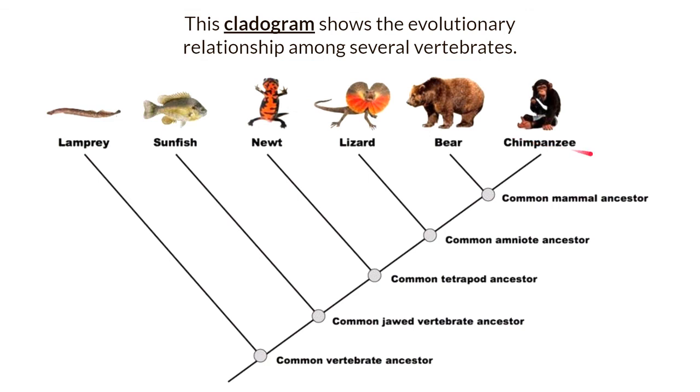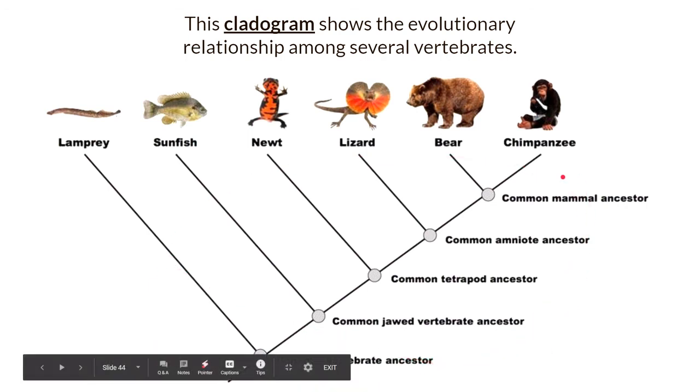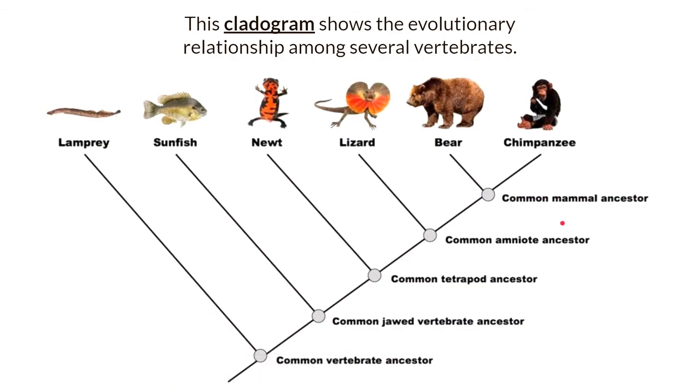So that's an example of a cladogram of these organisms, and then below them, it shows us their evolutionary relationship through their common ancestors and observable traits.